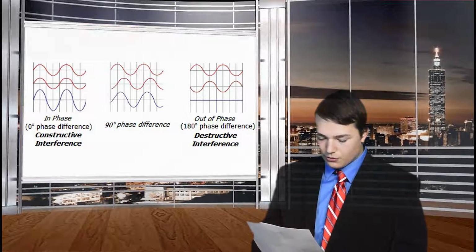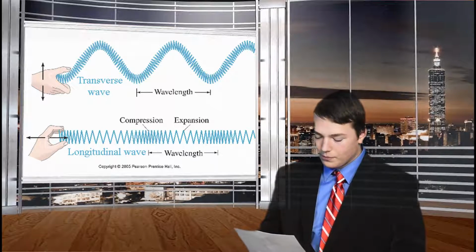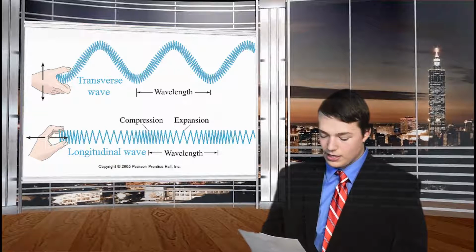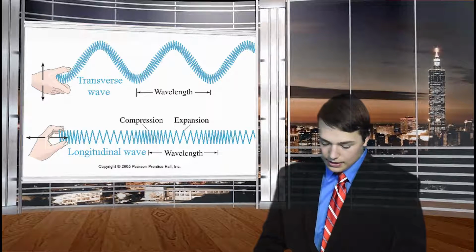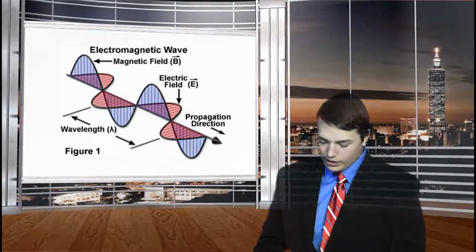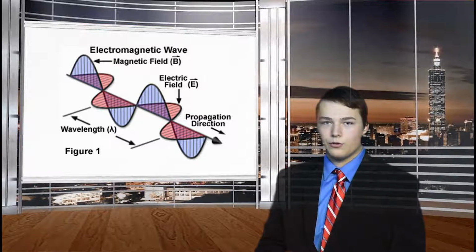Now, the third question is, what is a mechanical wave? A mechanical wave is a wave that cannot travel through a vacuum. An example would be a sound wave. Next is, what is an electromagnetic wave? An electromagnetic wave is capable of transmitting its energy through a vacuum. An example of that would be light.